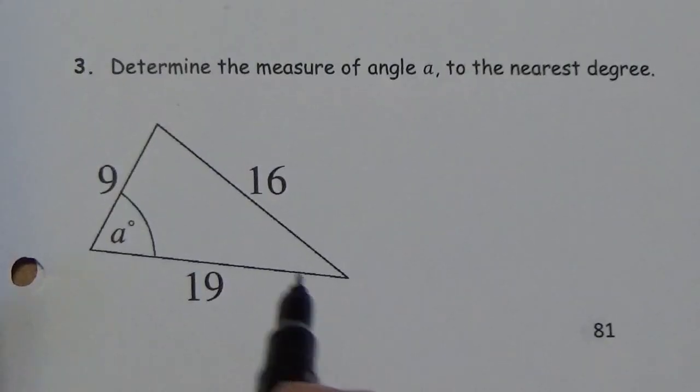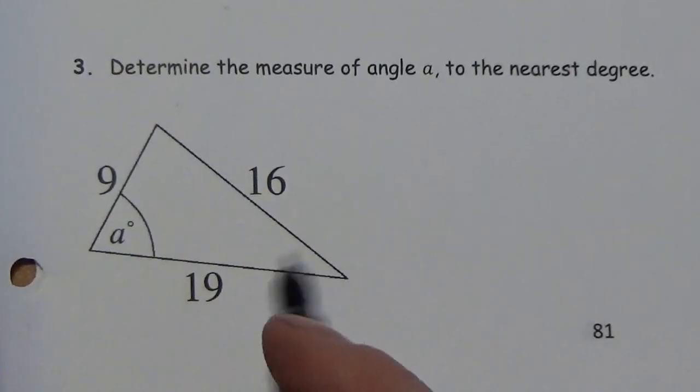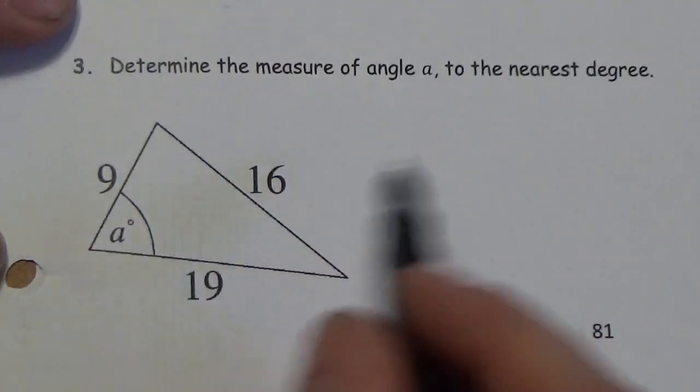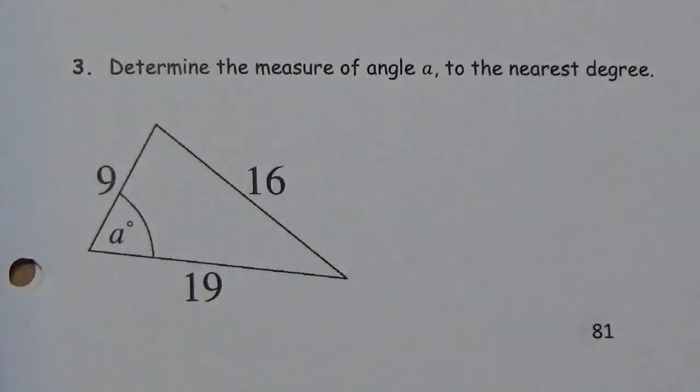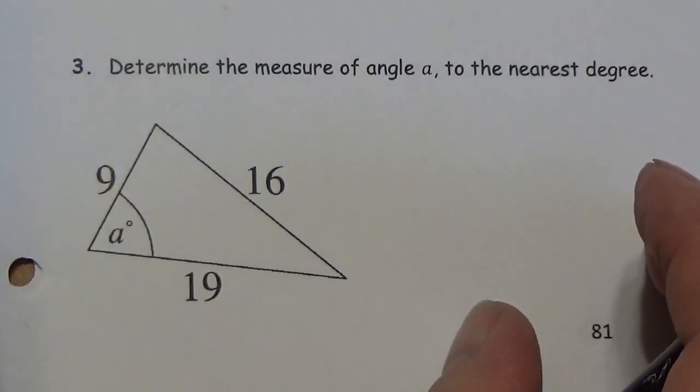Okay, well, have a look at this one here. I don't know why the numbers turned out so large here, but anyway, you can't help but see them. Determine the measure of angle A to the nearest degree. Okay, so this one we're being asked to look at a little bit differently. We're looking for the angle this time.